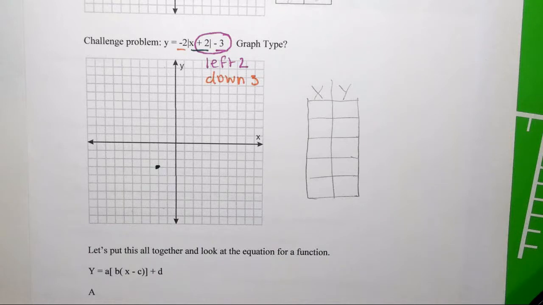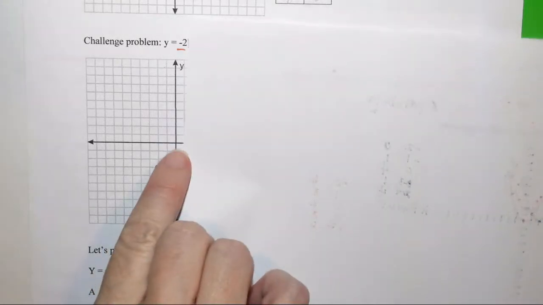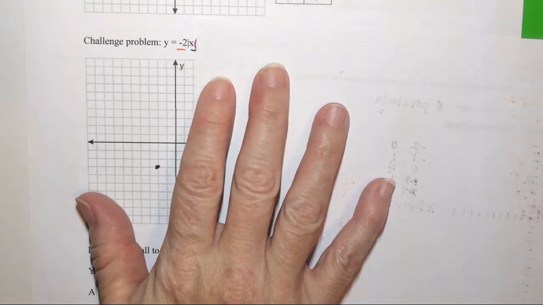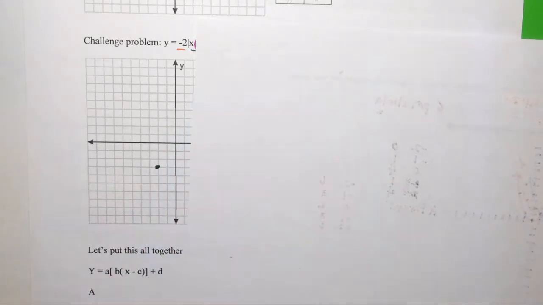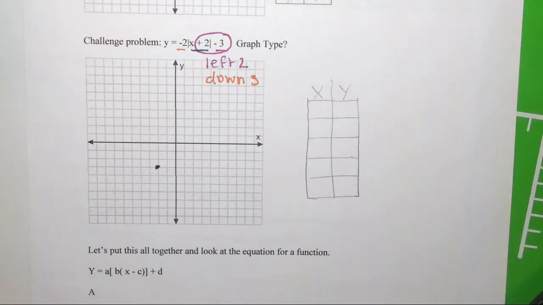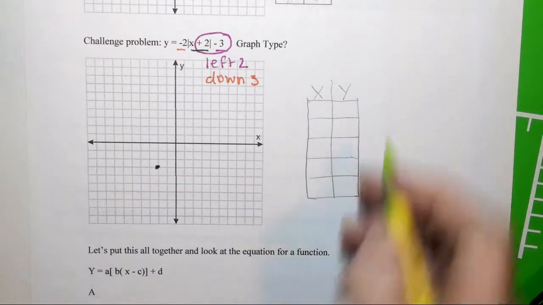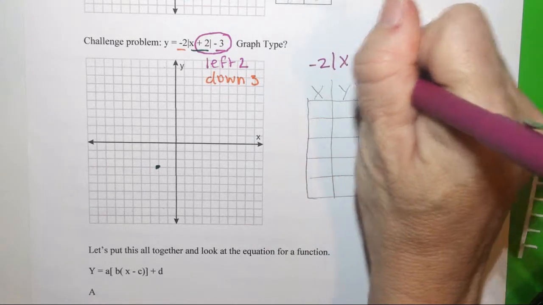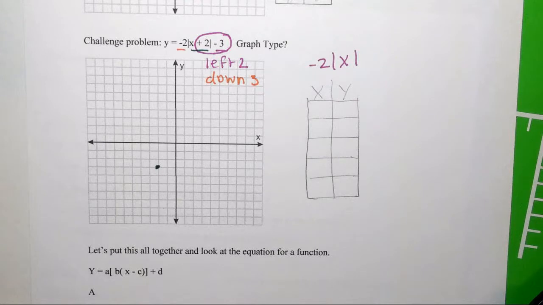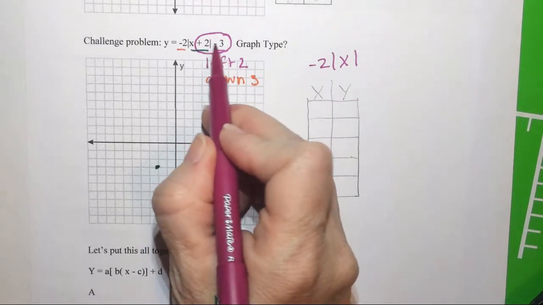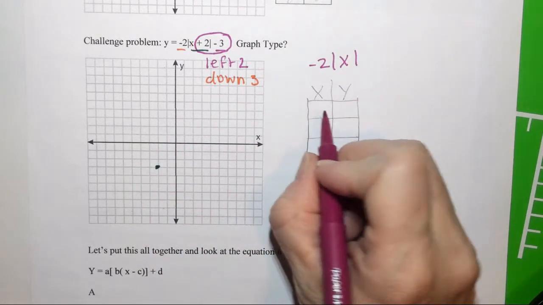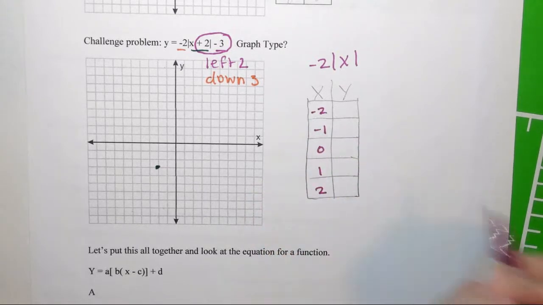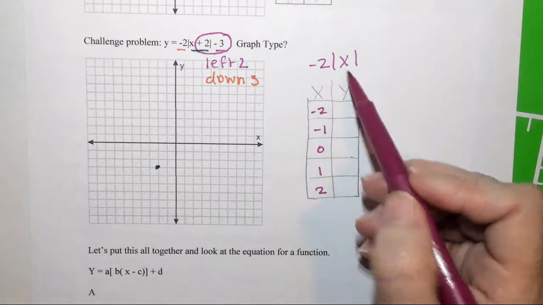So now we can ignore the rest of that equation, so just think about covering that up, and now all you have to deal with is -2 times the absolute value of x. So now you can make your t-table over that. So that's over here. We want -2 times the absolute value of x, because we've already moved our vertex, so we've taken care of these two things. So let's plug in some values here. We have -2, -1, 0, 1, and 2. So now we're ready to plug those in.